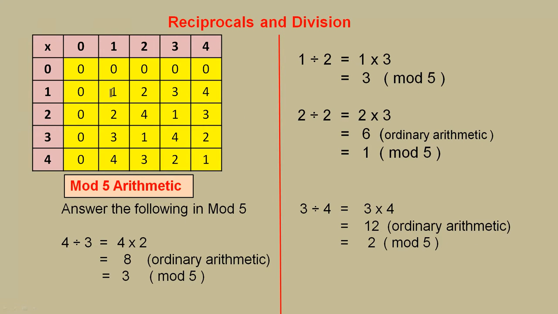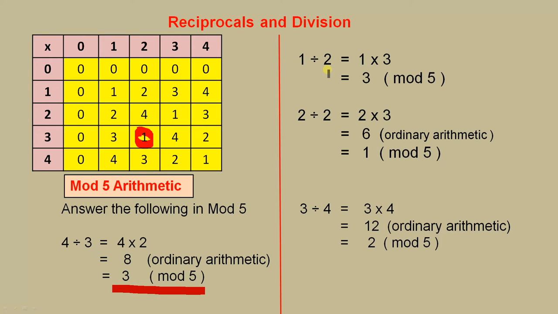Here is the multiplication table again for Mod 5 arithmetic. So we're going to answer the following sums in Mod 5. 4 divided by 3 is 4 multiplied by the reciprocal of 3. Because the reciprocal of 3 is 2. See that? 3 times 2 is 1. So the reciprocal of 3 is 2. 4 2s are 8 in ordinary arithmetic. 5 into 8 goes once with a remainder of 3. So the answer is 3 in Mod 5, because that's the remainder.